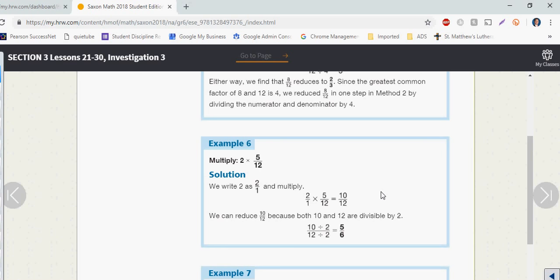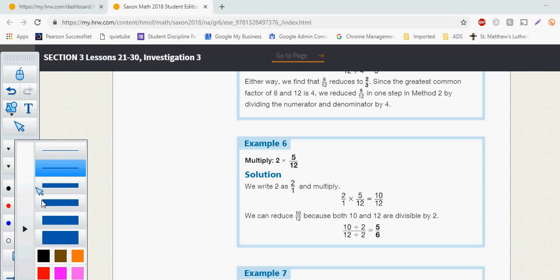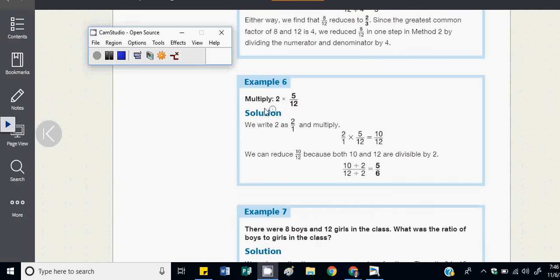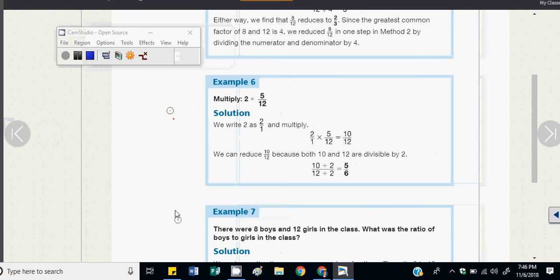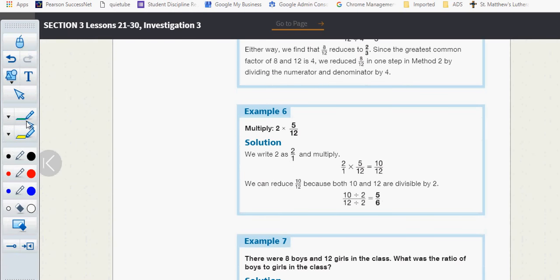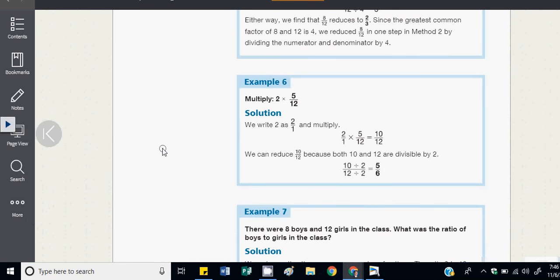2 times 5/12, example 6. Let's try a red marker this time. We can do some of that cross-reducing if you want. Make this a 1, make this a 6, and you get 5/6 right away. Or you could do the longhand: 2 times 5 is 10, and of course, 1 times 12 is 12. Divide them both by the GCF of just 4.